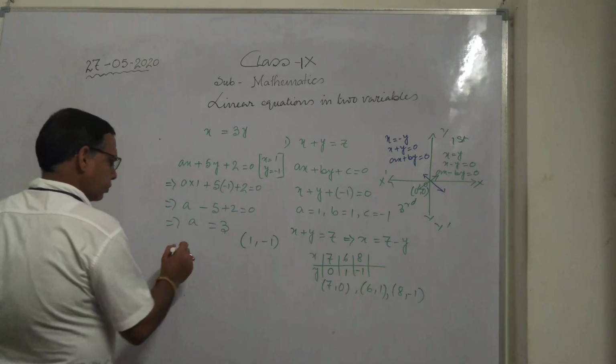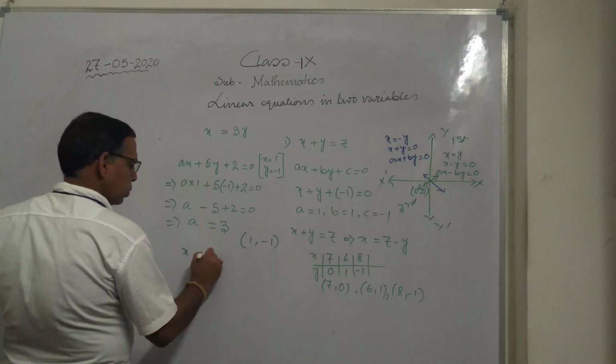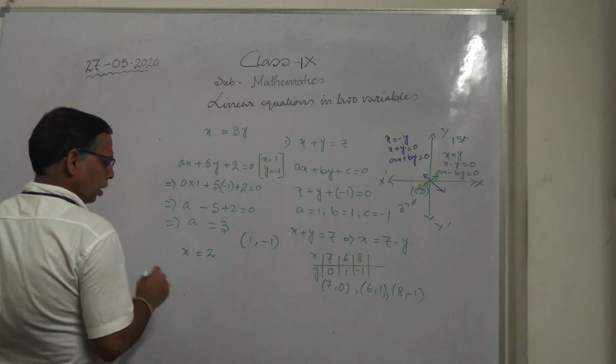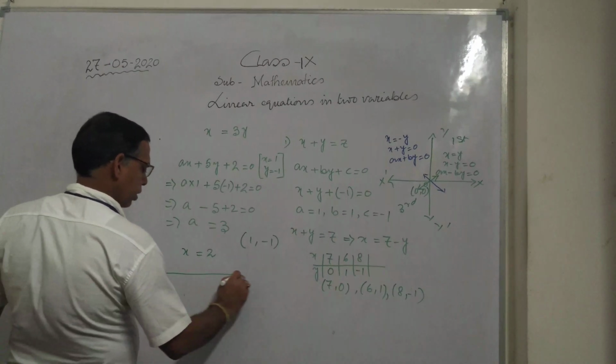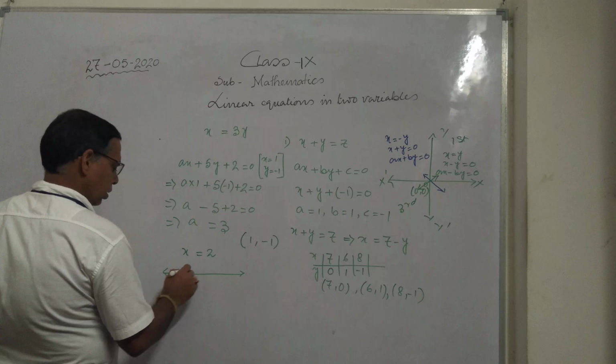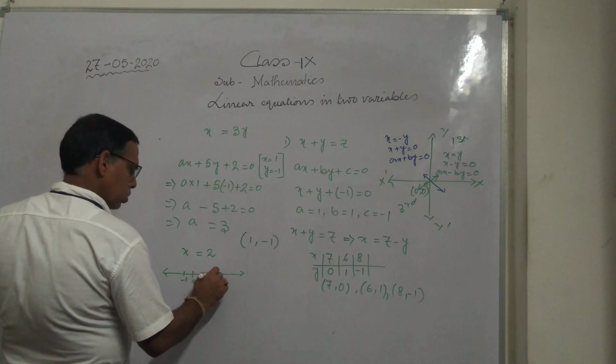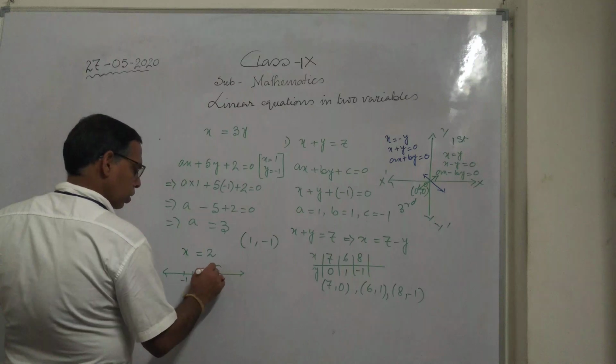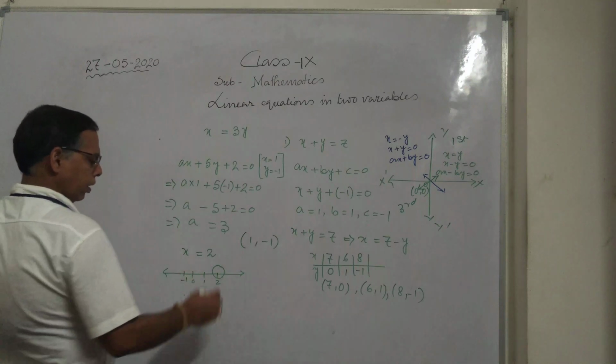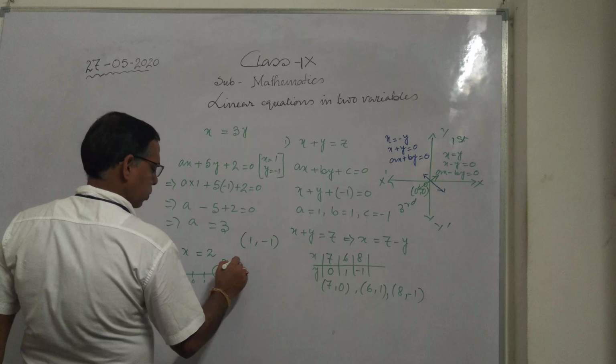Suppose x equal to 2. Okay, then what we have done? See this one, 0, minus 1, 1, 2. So this is the one variable. Okay, x equal to 2.